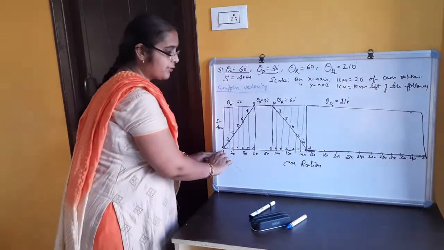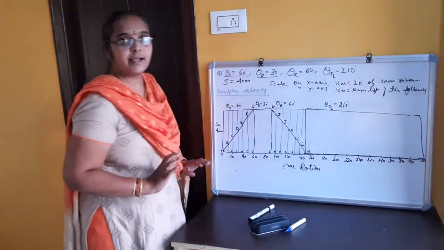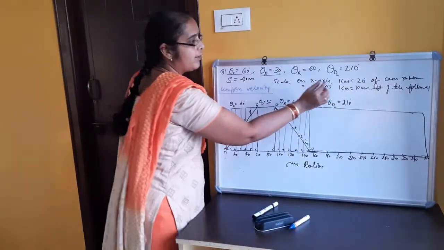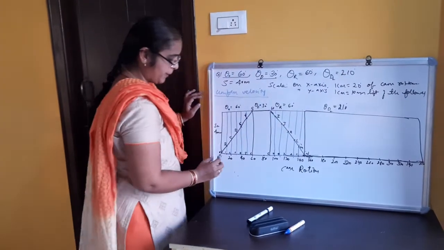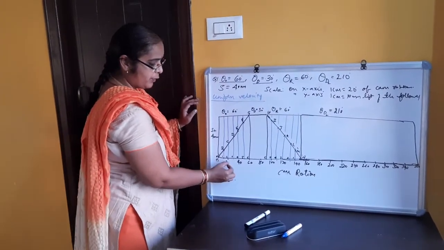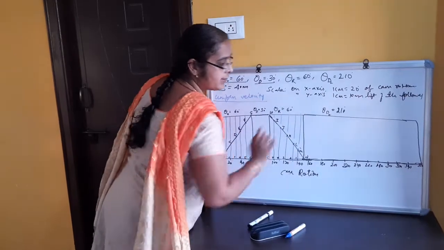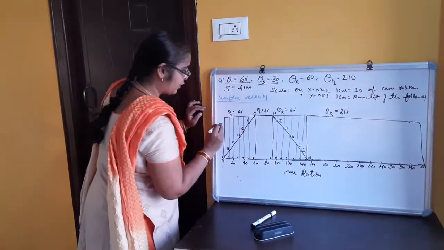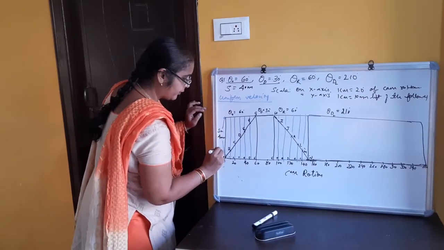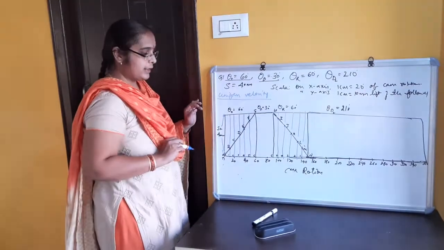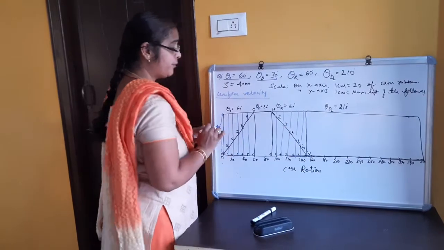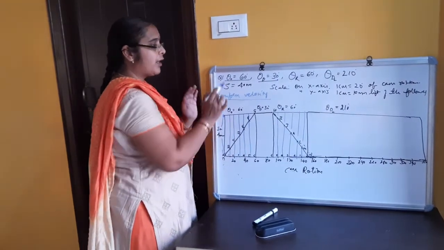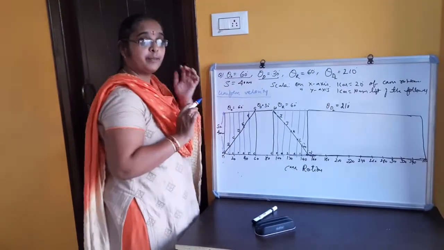So that 360 degree should be represented on the x-axis, by taking a scale of 1 centimeter equal to 20 degree. So I have started from 0, 20, 40 and so on till 360 degree. On the y-axis I have taken a lift equal to 40 mm. Then this displacement diagram should be split up according to the data given in the problem.